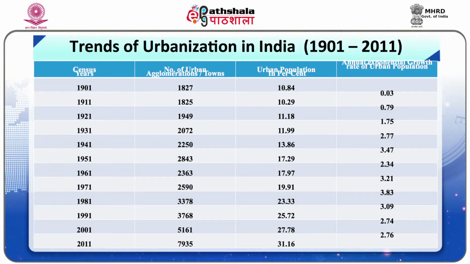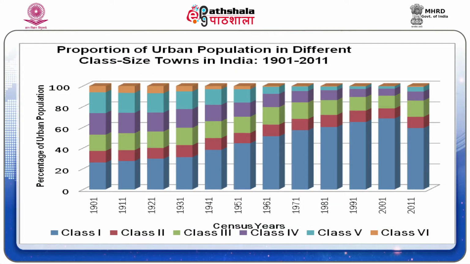Now, when we say trends of urbanization, here what I have tried to discuss is the pattern of urbanization from 1901 to 2011, how it has been in the colonial period and after the colonial period, that is, in the post-independence period. And this I have tried to show through the number of towns, which has increased. Simply, you can understand that it has increased from 1827 in 1901 to 7,935 in 2011, which clearly shows that the urban population is increasing.